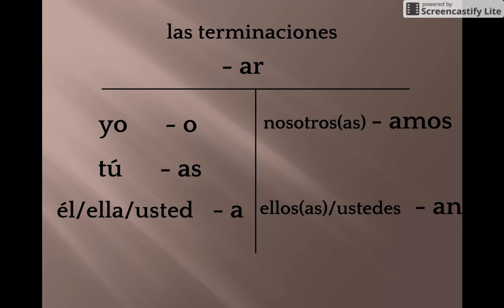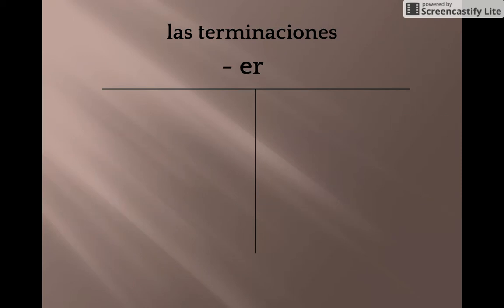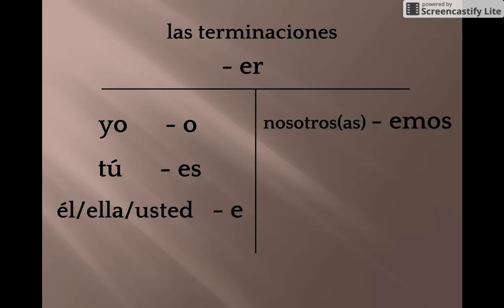So those are your AR verb endings that we'll add on to our stems if our verb that we started with ends in AR. Then we have our ER verb endings, right? 3 different types of verbs, 3 different verb ending charts. And again, here are our endings: yo, tú, él, ella, usted, nosotros, and ellos. So we have o, es, e, emos, and en.